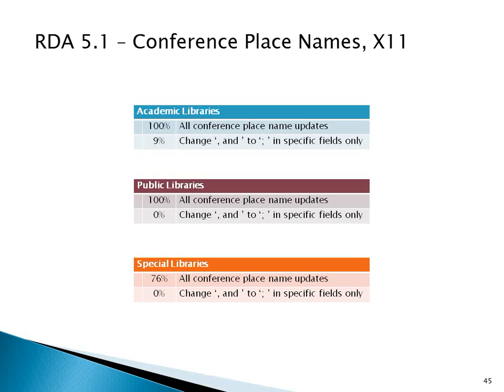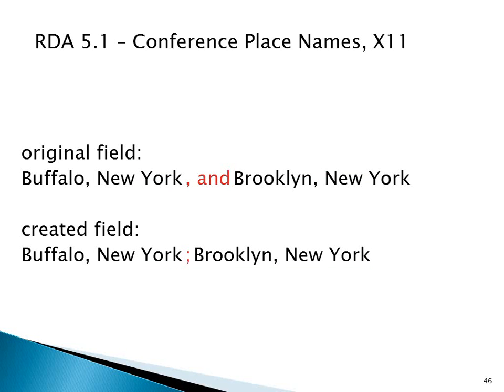Okay, so we've talked about the descriptive field changes, and now we're going to transition to talking about the access point changes, and then we'll have a quick Q&A period after that point. So nearly all libraries are choosing to update multiple place names separated by commas and the word "and" to semicolons instead. And here's another quick example to show you what I mean by that one.